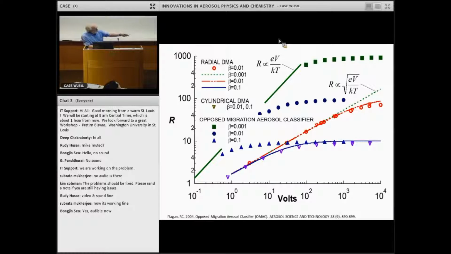But we can ultimately get a wider dynamic range at moderate resolution, or theoretically, we can go to very high resolution. To date, we've built instruments that have a resolving power of about 25 down to 1 nanometer.